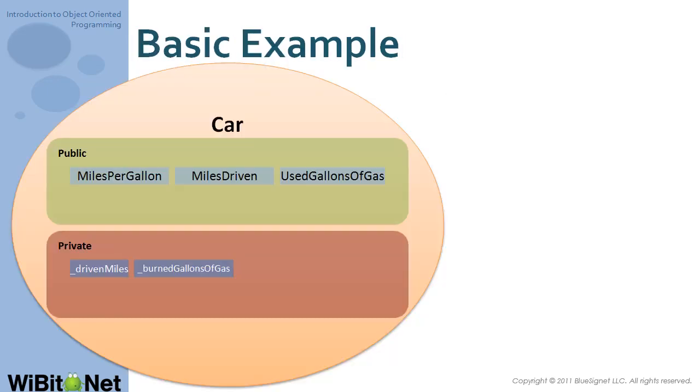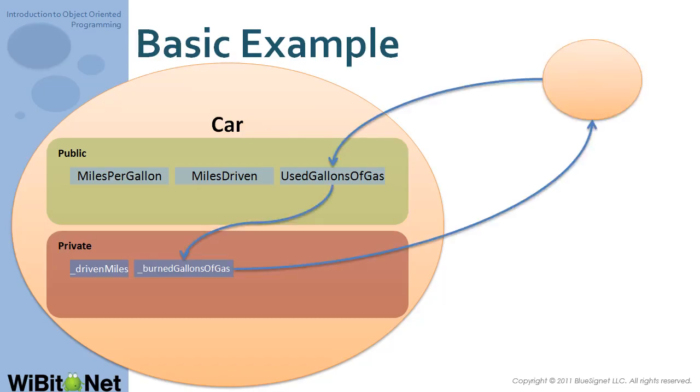Probably, maybe? So let's look at a basic example. Let's say we have a car, and the car has public and private members. The public members are methods like miles per gallon, miles driven, and used gallons of gas. And the private attributes are variables such as driven miles and burned gallons of gas. Right, because you can't change how many miles you've driven. That's why this must be a private, inaccessible field.